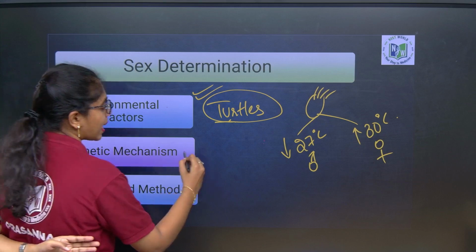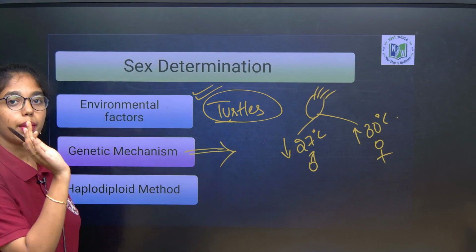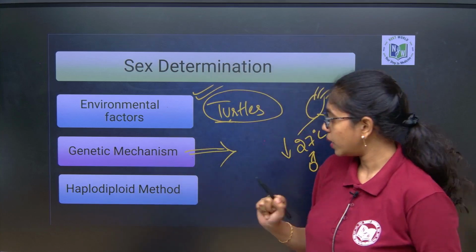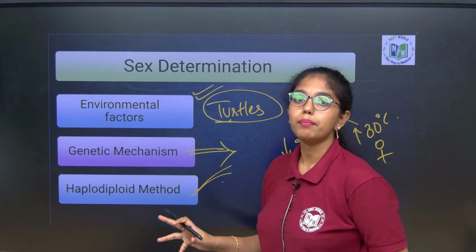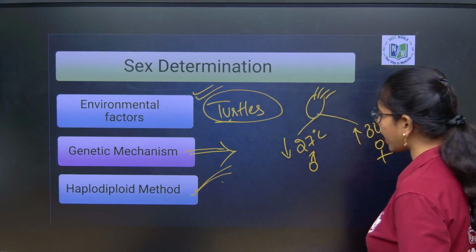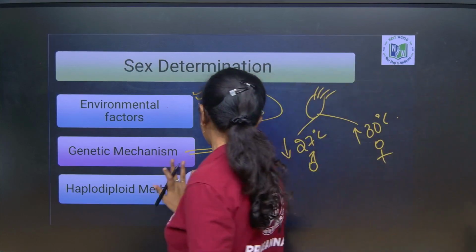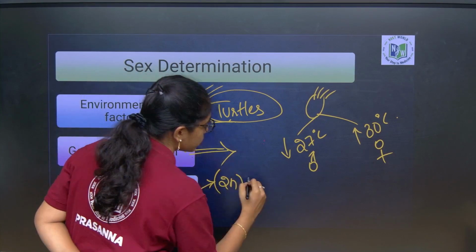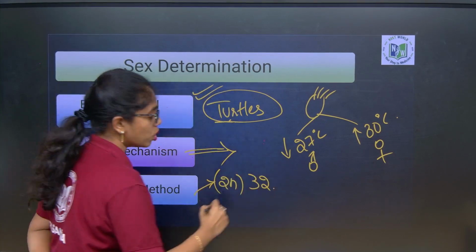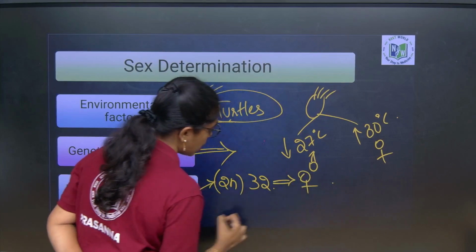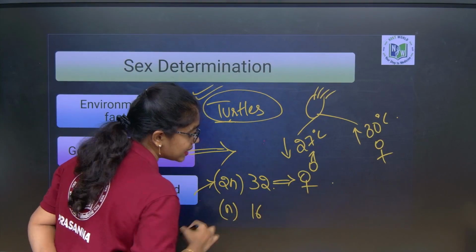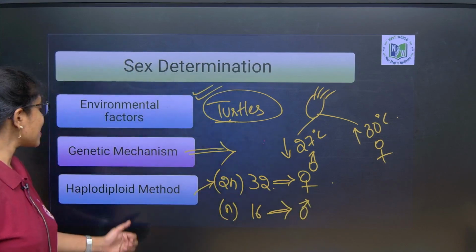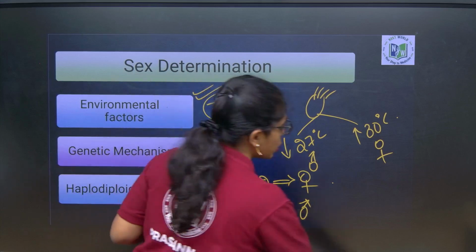This is how temperature, or environment, controls the gender of turtles. Second is the genetic mechanism, in which we are going to learn male heterogamety and female heterogamety, and discuss examples as well. Haplodiploid type, an example is honeybees. In the haplodiploid mechanism, diploid individuals, which have the complete set of chromosomes, that is 32 chromosomes, are called females. Those with only half the set, that is 16 chromosomes, turn out to be males. This is haplodiploid type of sex determination.